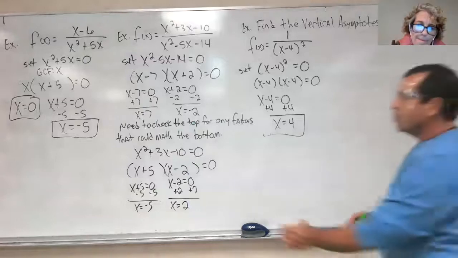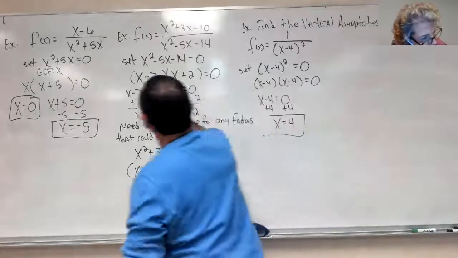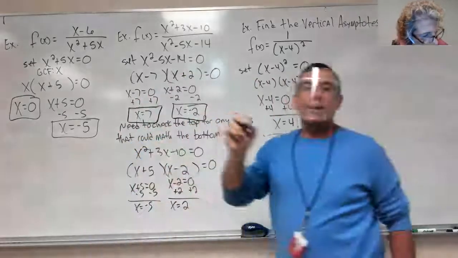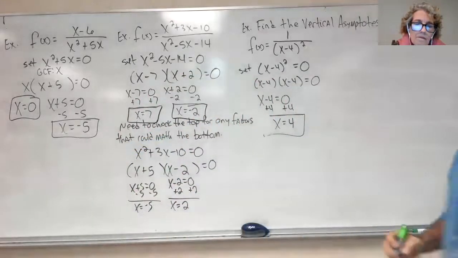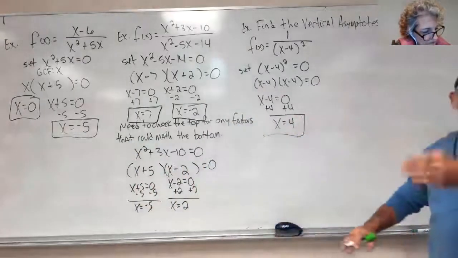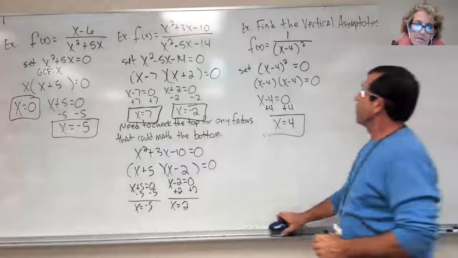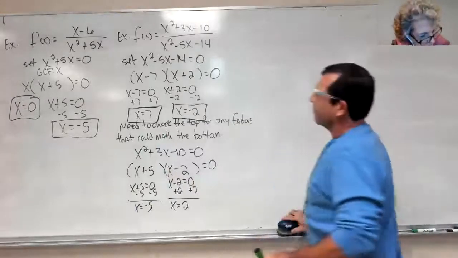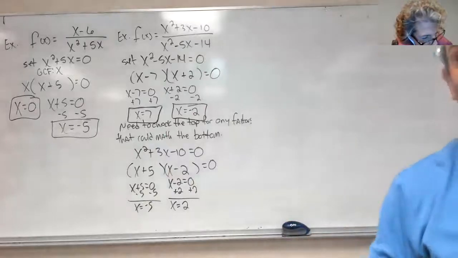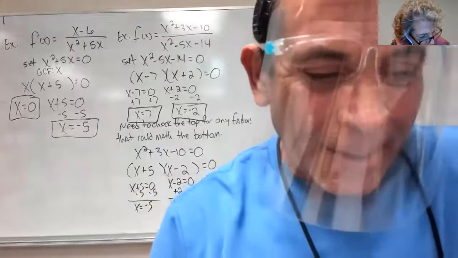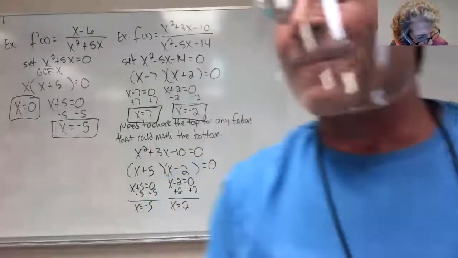So positive 2 will not cancel a negative 2, so my final answer would be x equals 7 and x equals negative 2, okay? But y'all, you've got to check those numerators to see if any factors will cancel. It ain't bad, it's just a lot of work. So you want to see one that will cancel, right?